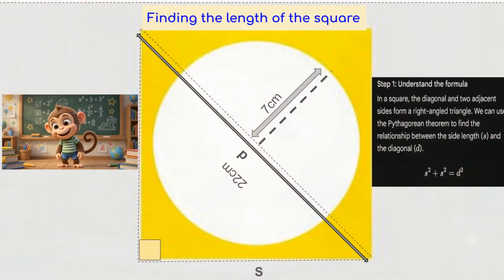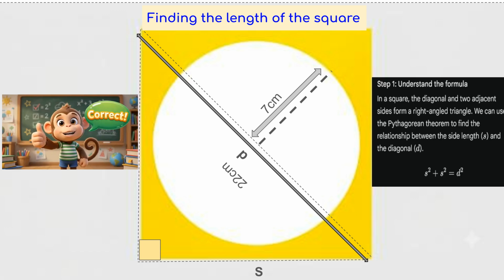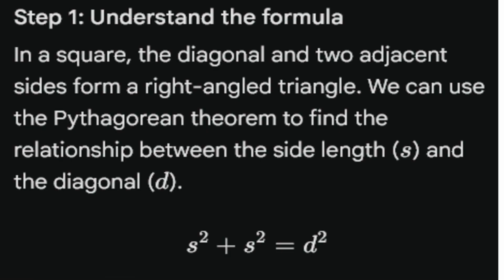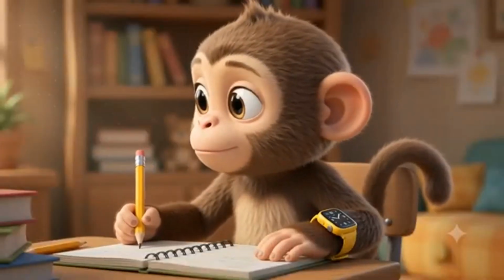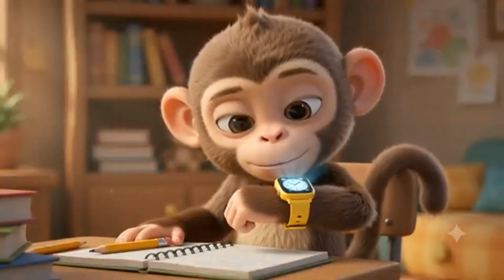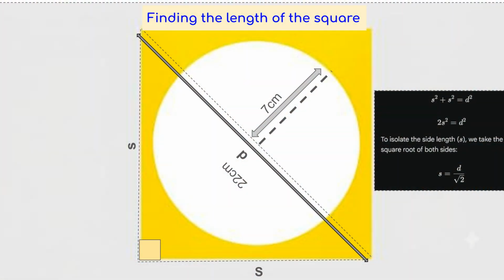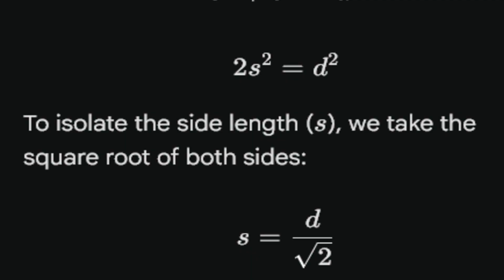Using the Pythagorean theorem, we can relate the side length s and the diagonal d of the square using the formula s squared plus s squared equals d squared. Mako is calculating the values now. Simplifying our equation gives us 2s squared equals d squared. To find s, we isolate it by taking the square root of both sides.